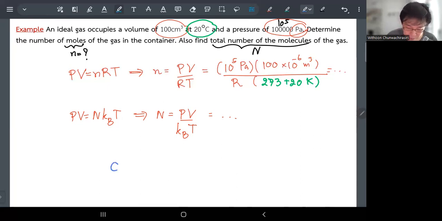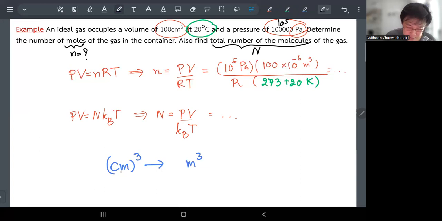When you want to go from cubic centimeter to cubic meter, how do you do it? All right, my approach is this. I don't know if you like this or not, but this is what I have been using my whole life.